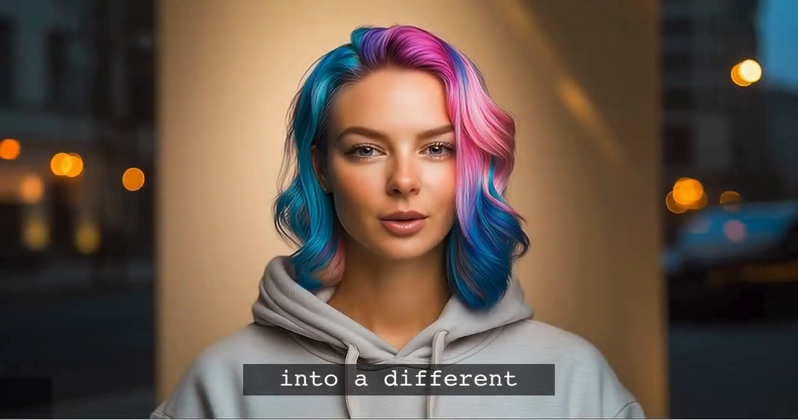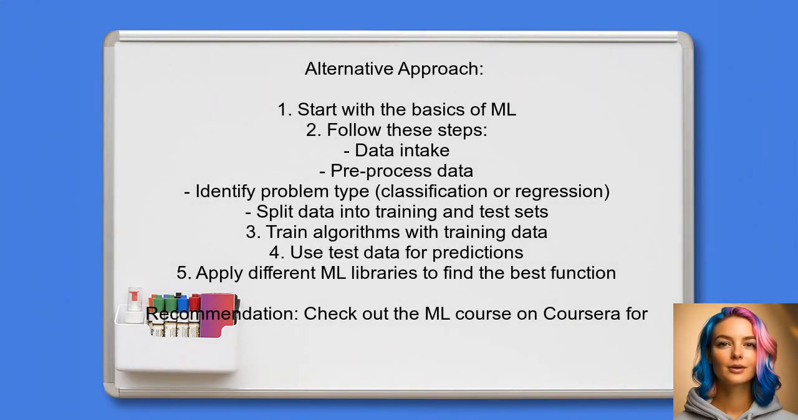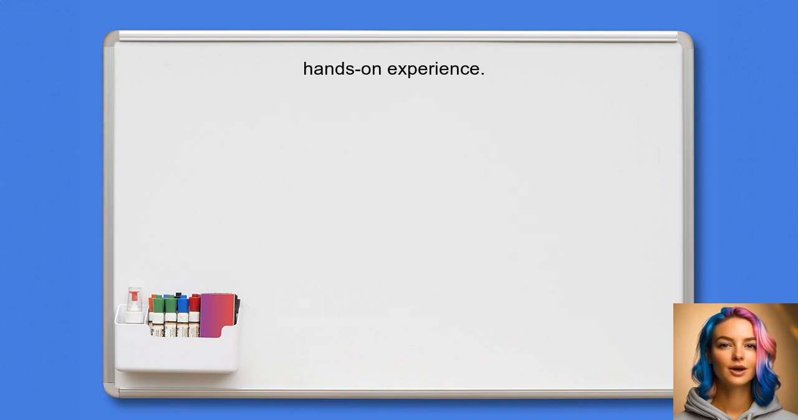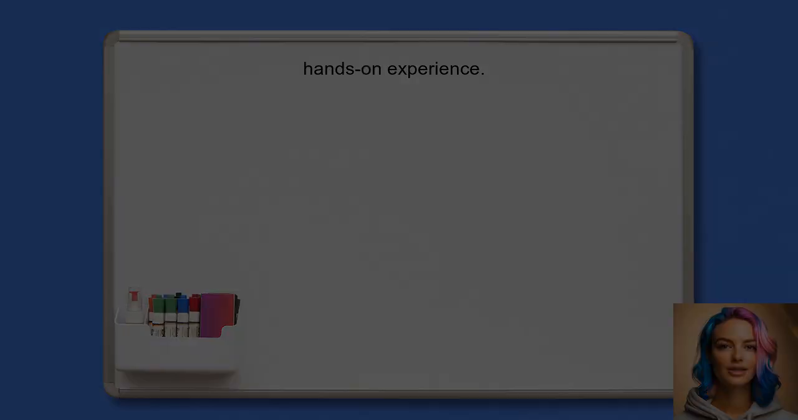Now, let's dive into a different answer from another user. This user suggests starting with the basics of machine learning. They outline the process, which includes data intake, pre-processing, and understanding the problem type, whether it's classification or regression. They emphasize dividing the data into training and test sets. The training data helps the algorithms learn, while the test data is used for predictions. The user notes that you can't simply have the code figure out the right function automatically. Instead, you need to apply different machine learning libraries to find the best one. They also recommend a Coursera course for hands-on learning.